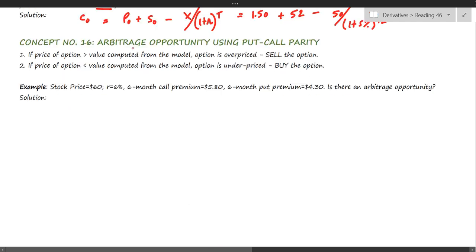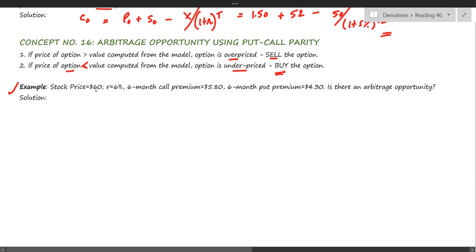Concept number 16, arbitrage opportunity using put-call parity. If the price of the option is greater than the value that we have determined using the above model, then the option is overpriced and we need to sell the option. And if the price at which the option is actually trading is less than the value we have determined using the above model, then the option will be underpriced and we need to buy it. Okay, so let us see this with an example.